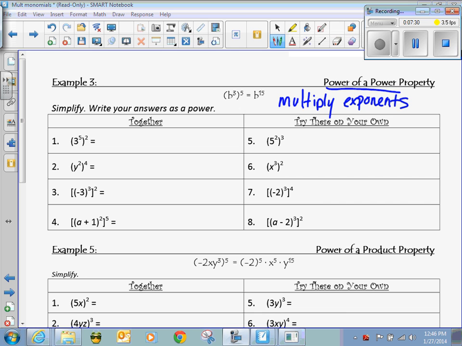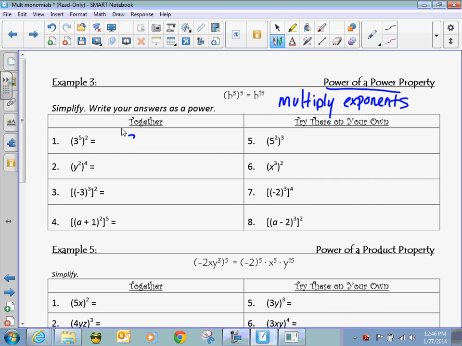Okay, so let's go ahead and take a look at our examples that we have here. Again, all we're doing is we're multiplying the exponents. So if I have 3 to the 5th to the 2nd, it's just going to be 3 to the 10th. That's it. Y squared to the 4th, so we'd have y to the 8th. Negative 3 to the 3rd squared, so that would be 3 times 2, negative 3 to the 6th.